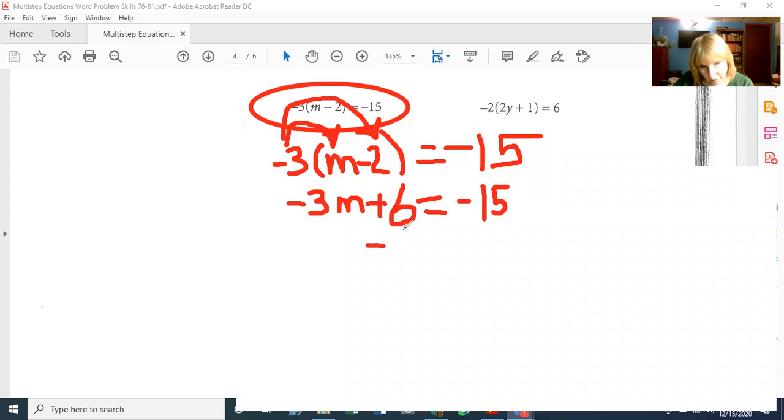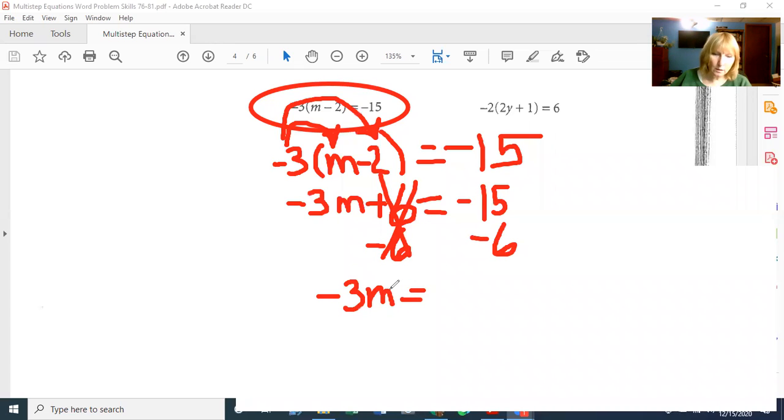Subtract 6 from both sides. These cross off. I'm left with -3m on the left equals -15 minus 6. That's like -15 plus -6. What is my answer going to be? Right, -21. -15 is like you're $15 in the hole. Subtracting a 6 is like adding another $6 in debt. So 15 and 6 gives you $21 in debt.